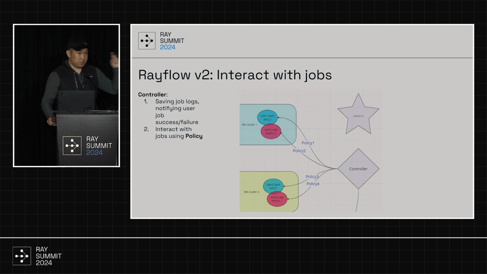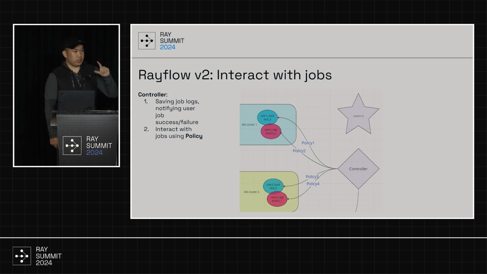And like I said, spot eviction is a very bad thing to happen. What you want to do is interact with the job. There are 2 types of interaction you can do. The first is quite trivial: save the job logs and notify the user of the job status. So what we built is something called a controller. It basically loops through every job that's currently running in all the clusters we have, and then does a bunch of things like notifying the user.